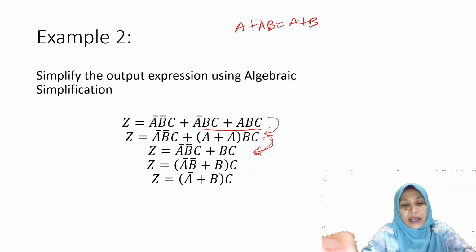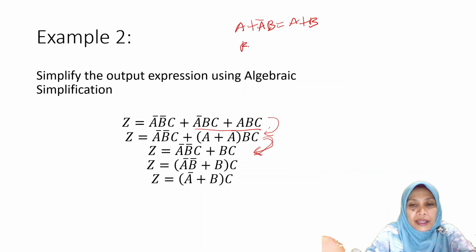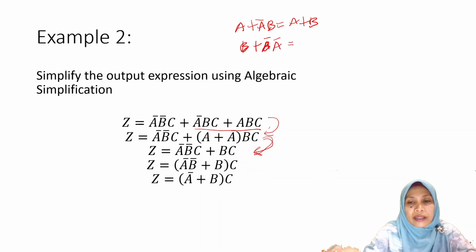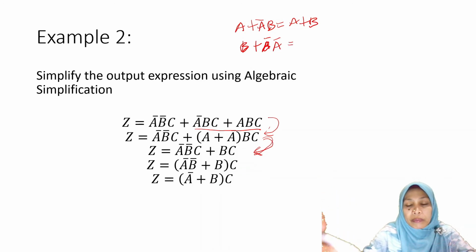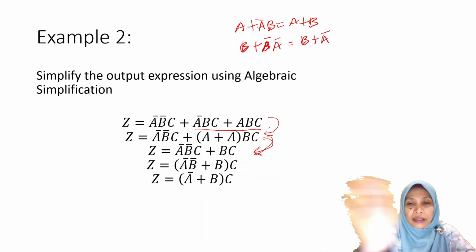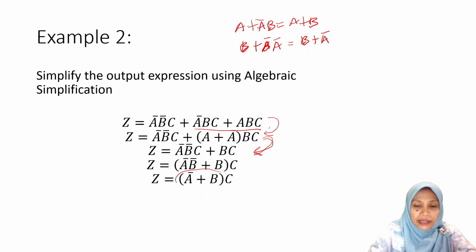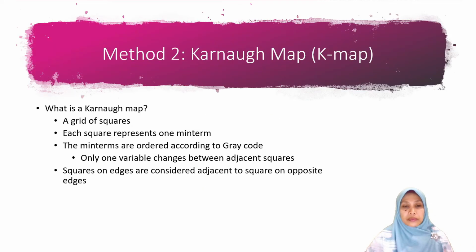So here we have B plus B bar A bar. And then by manipulating the equation from the Boolean theorem, we can say the output equal to B plus A bar. Okay, I write the simplified equation here, A bar plus B.